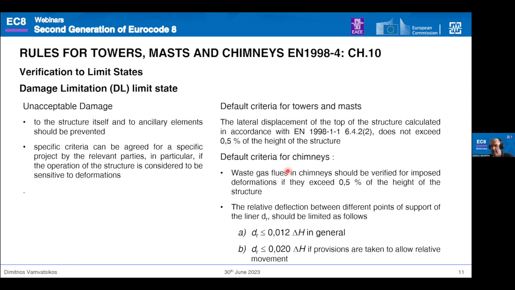For chimneys, if you're talking about a waste gas flue, that's again a 0.5%. If you're discussing the liner, and the liner, remember, for a chimney, it's quite important, it's what protects it. Essentially, the slightly more relaxed requirements in some cases, you're allowed to go to 1.2% drift in general, or up to 2% if your liner is designed, okay, if it's designed to accommodate some displacement.